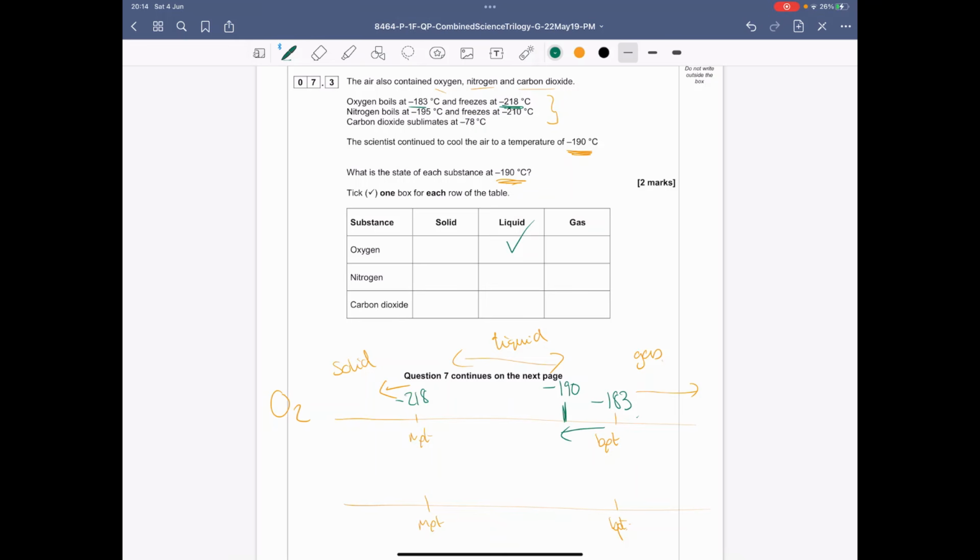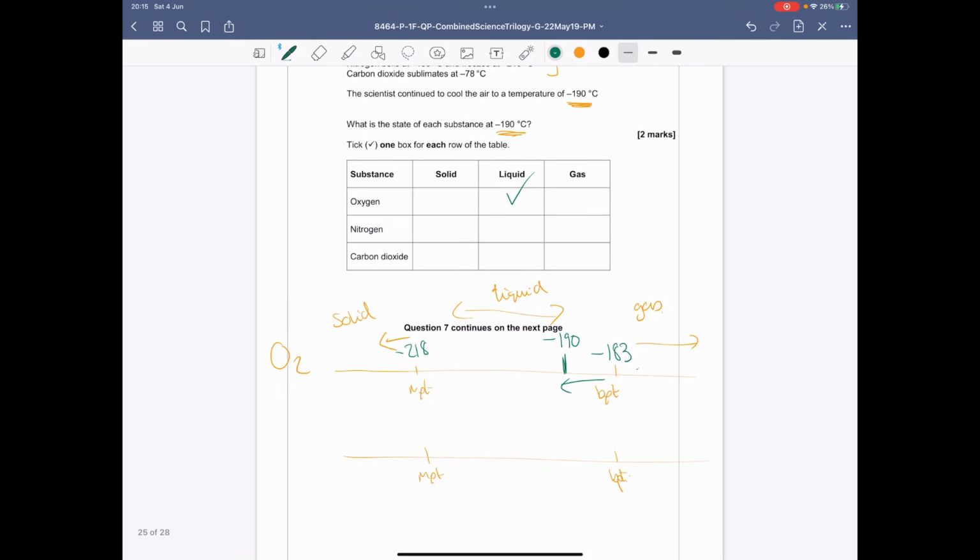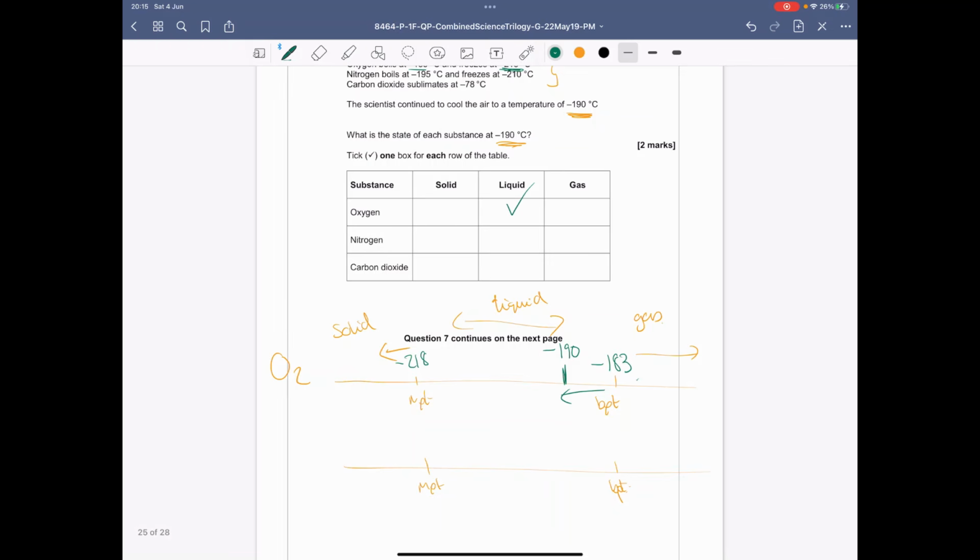It says nitrogen, so do a different line. It says nitrogen boils at negative 195 and it freezes at negative 210. So where is negative 190? Well, it's higher than negative 195. So therefore, as it's to the right of the boiling point, it would be a gas.